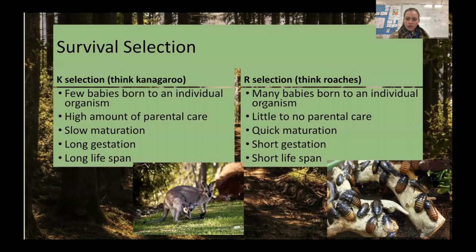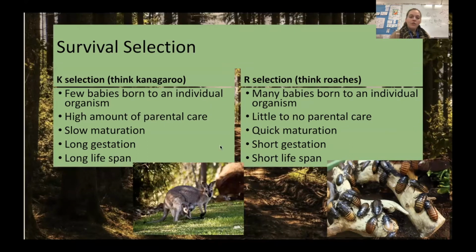R selection is the opposite of this. You have lots of babies born to an individual, sometimes hundreds, if not thousands, with insects. Little to no parental care. These roaches are going to hatch and they're going to be able to run around and do roach things immediately, pretty much. They're going to mature very quickly. As soon as they hatch, they're ready to go within a few hours. Short gestation period, roaches can reproduce very quickly, and a short lifespan, shorter if I see them. So roaches don't live very long once they mature.